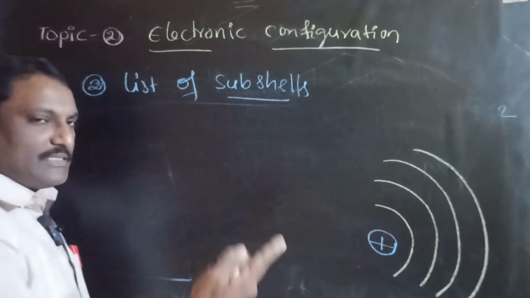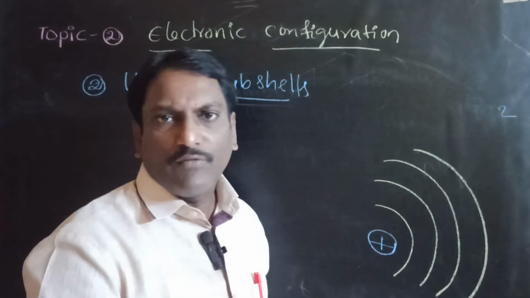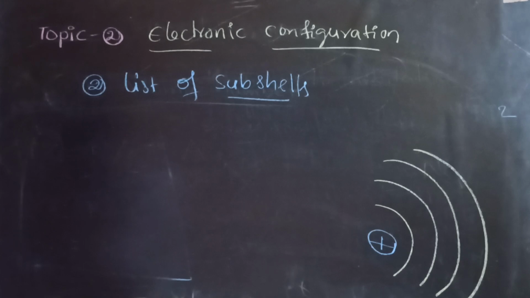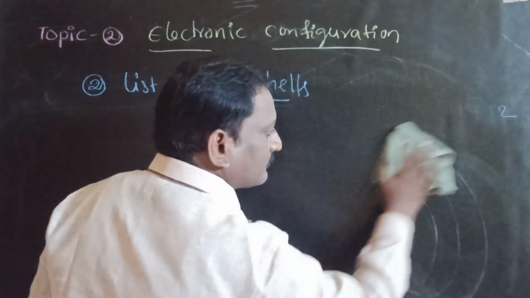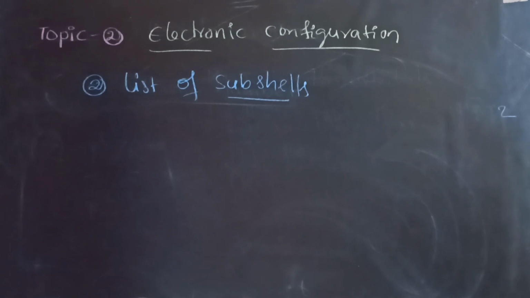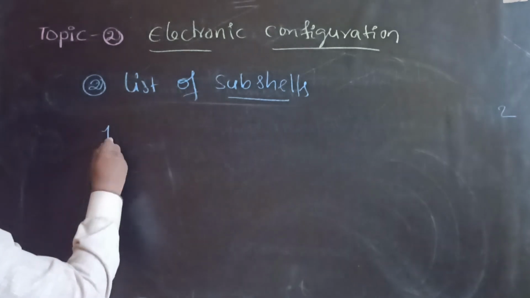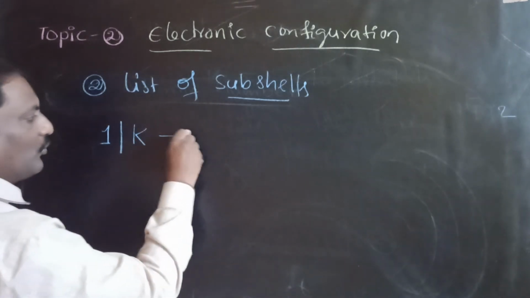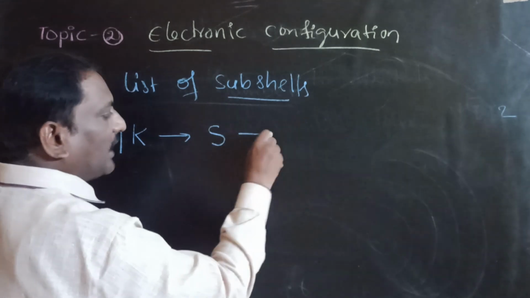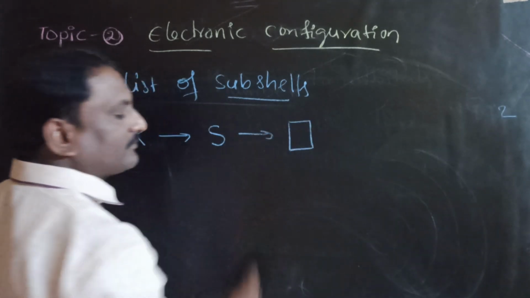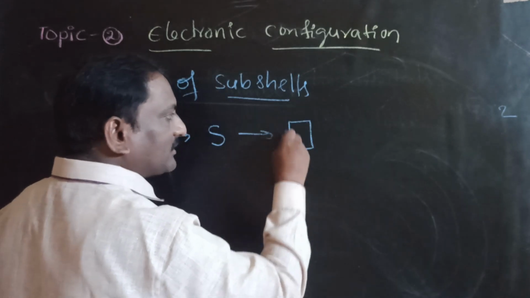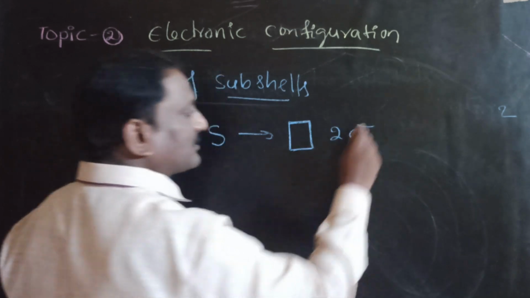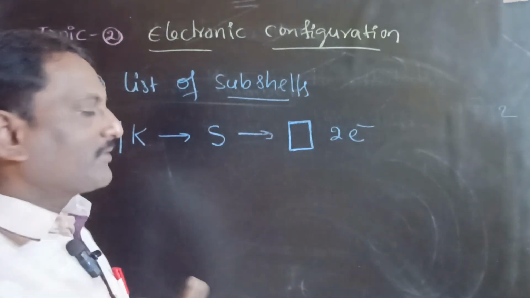So shells consist of subshells. Subshells consist of orbitals. How many shells are there? How many subshells are there? I am going to write. Please write down. Right. First shell, also represented with capital K. It has only one subshell, that is the S subshell. It has only one orbital, that is the S orbital. An S orbital is represented with a square box. The maximum capacity of an S orbital is 2 electrons. We should fill only 2 electrons in an S orbital.